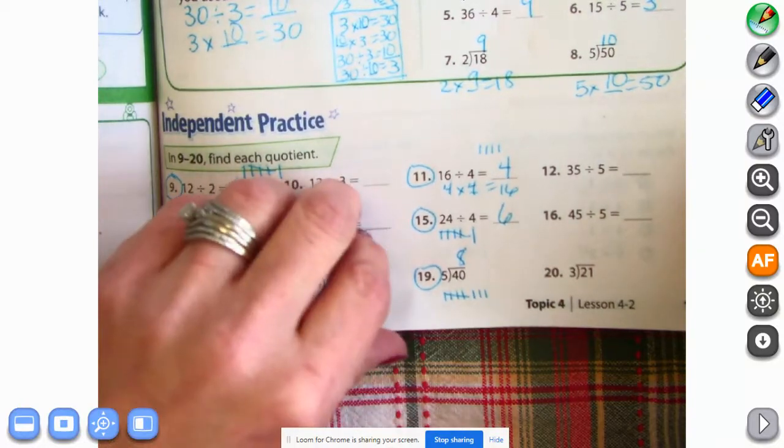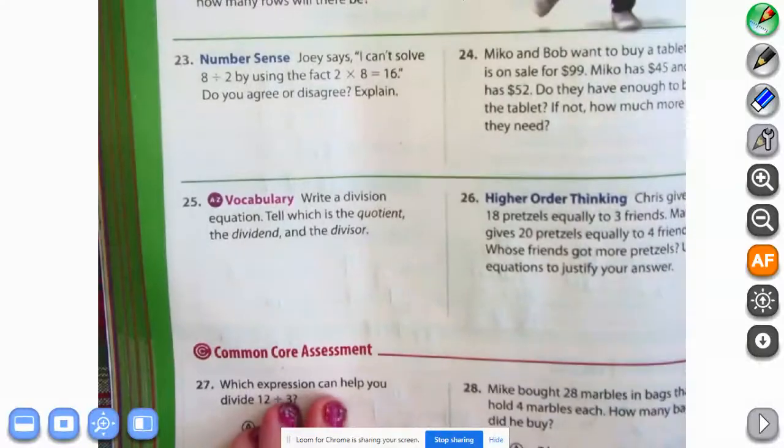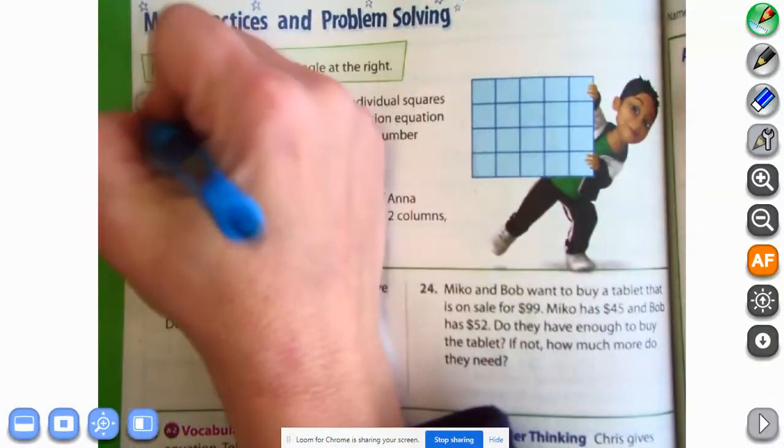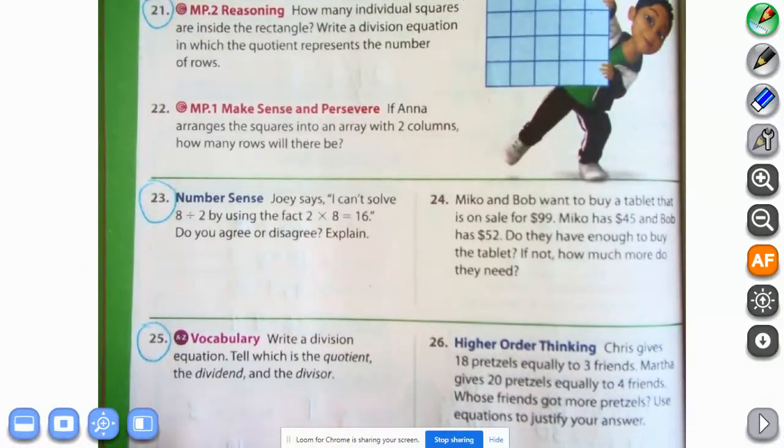All right, we're going to go to the back. And again, we're doing odds this time. So we're going to circle 21, 23, 25, and 27. Okay, just all down the left-hand side there.